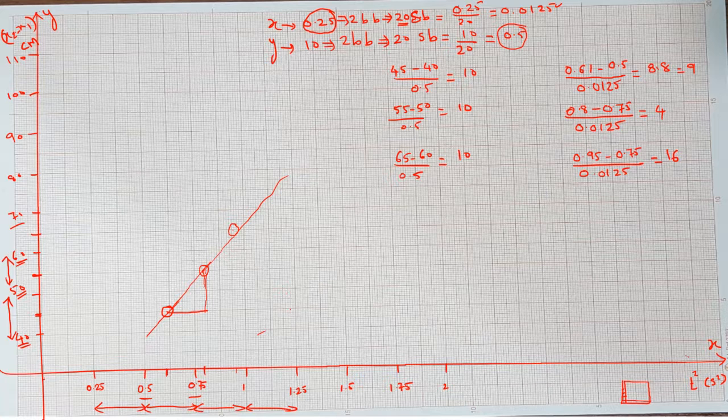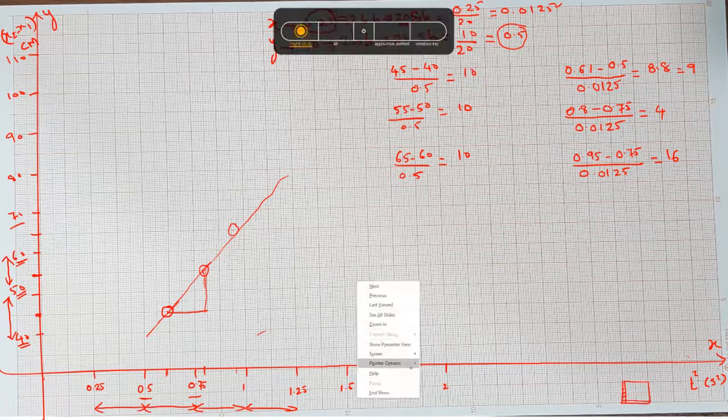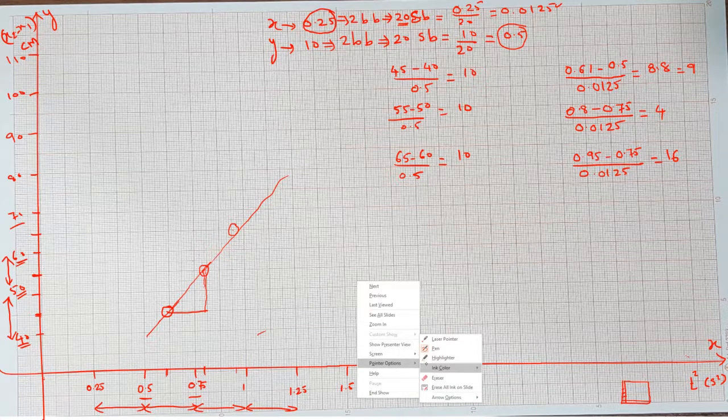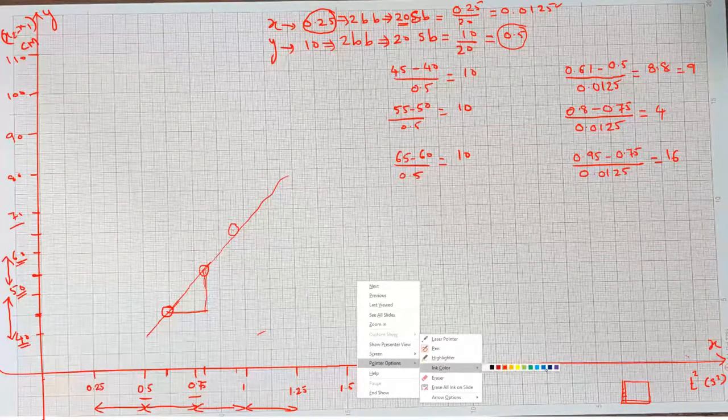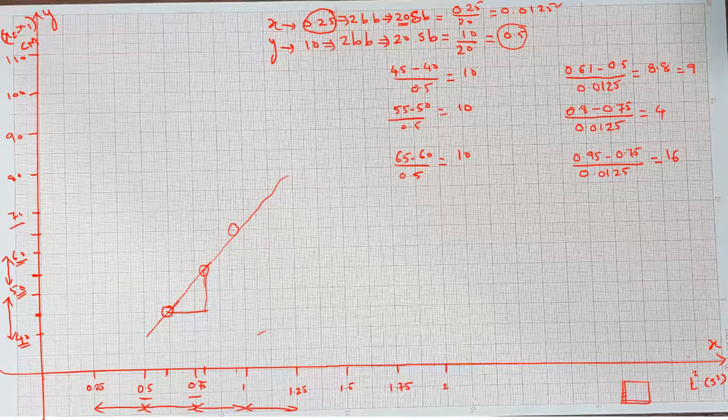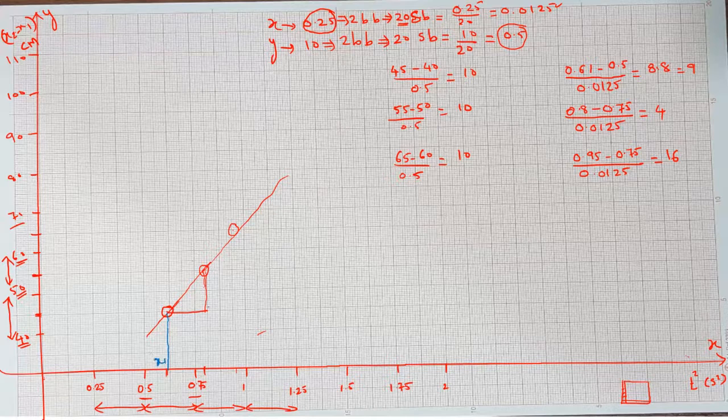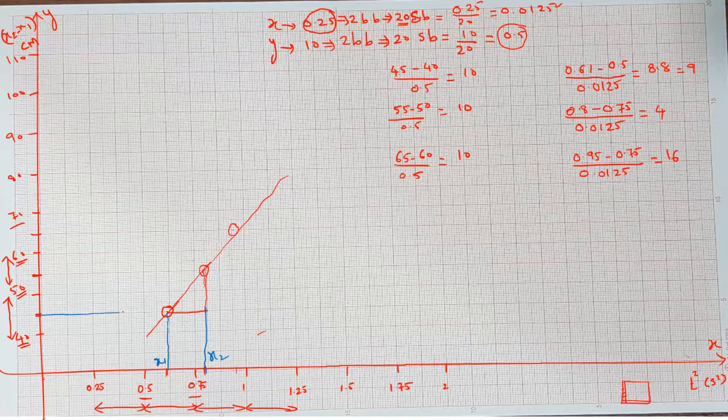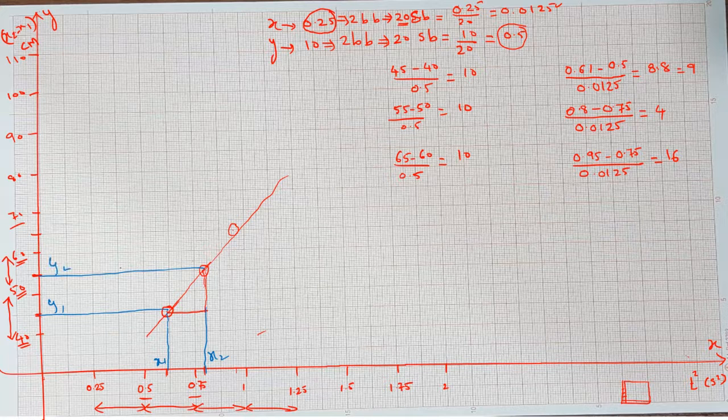Okay, so this is my slope diagram. Now you have to find the slope calculation. I'm going to change the color of the ink so that you will get some idea. So what is my x1 value? This is my x1 value, this is my x2 value, this is my y1 value, this is my y2 value. Here you have to choose 2 points and those points must be on the line.